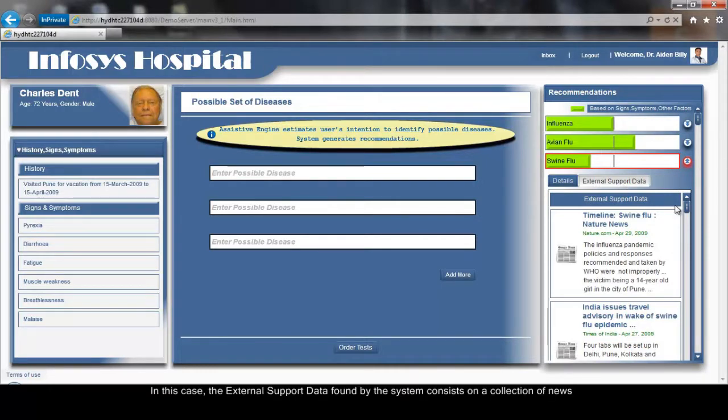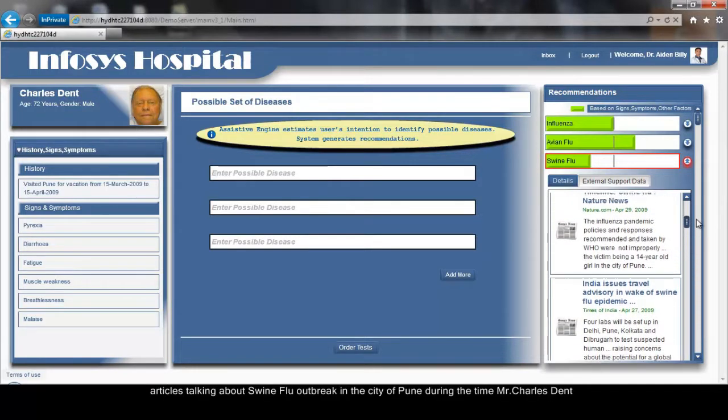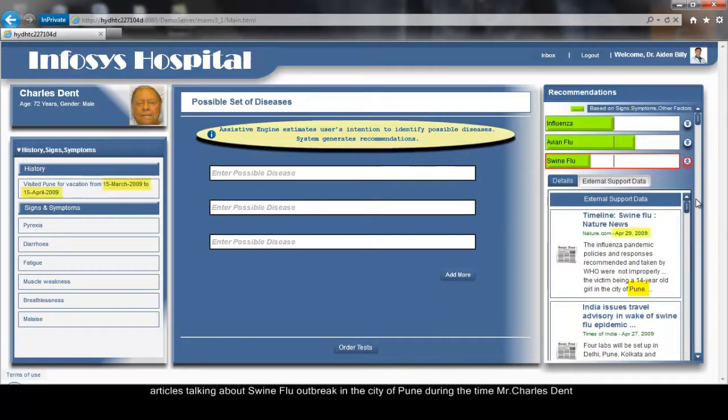In this case, the external support data found by the system consists of a collection of news articles talking about swine flu outbreak in the city of Pune during the time Mr. Charles Dent visited this place. The assistive engine had noticed that some travel information had been saved in Mr. Charles Dent's history and finds any disease outbreak in that location during that time frame. So even though the score for swine flu is less, it has been pulled up for recommendation.